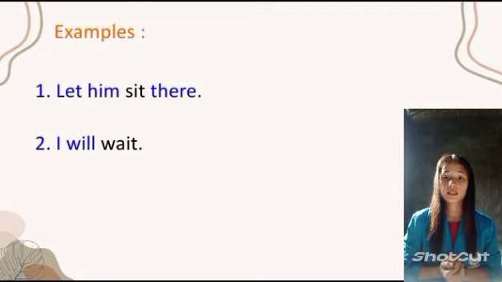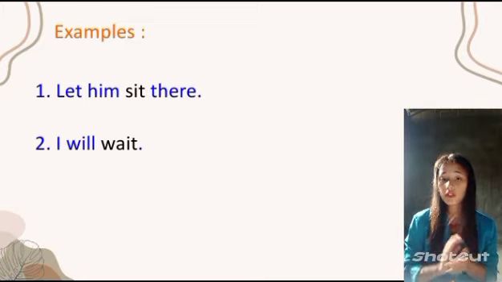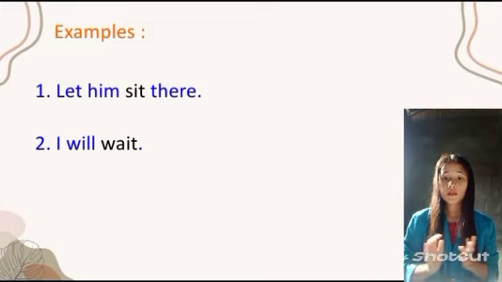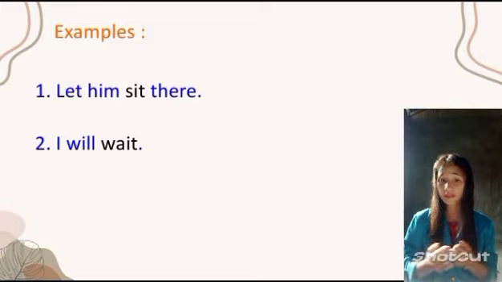Let's understand with some examples. Let him sit there. Here, sit is a verb infinitive as we have not written to sit. So it's an example of a verb infinitive. Let's understand with one more example. I will wait. Here, wait is a verb infinitive as we have not written to wait. So this is another example of a verb infinitive. I hope you are clear with the verb infinitive.